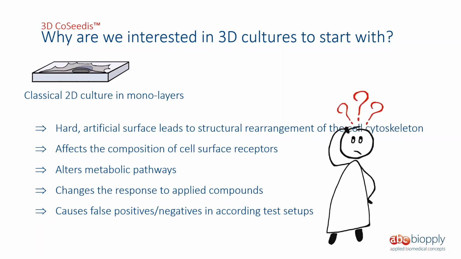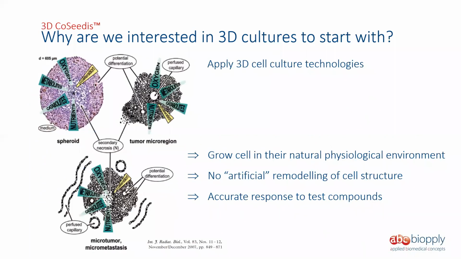So the question has always been, okay, now that we know all those disadvantages, is there a way that we can overcome those and provide a system which is probably physiologically more relevant? And of course, the simplest answer to that question is yes, let's try and grow cells in 3 dimensions. So let's apply 3-dimensional cell culture technologies.